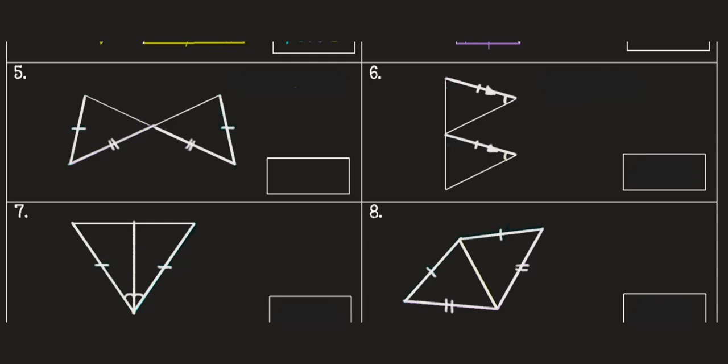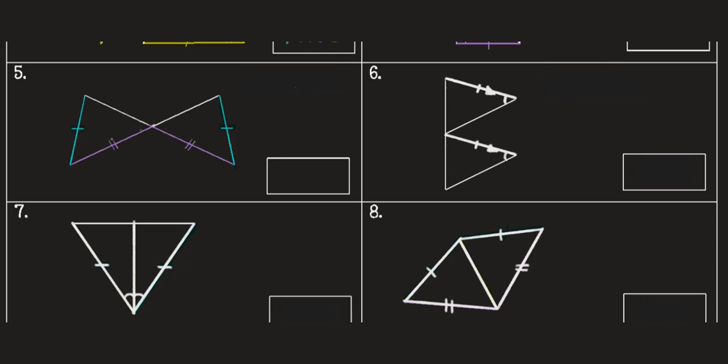Let's look at number 5. As we saw in previous examples, the tick marks show us the congruency. We have a 1 tick mark and a 1 tick mark. We have a 2 tick mark side and another 2 tick mark side. But it's not enough information yet. See if you can find any other information using properties you've learned in previous units.